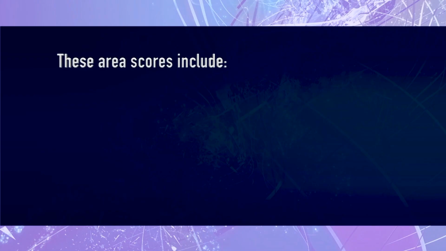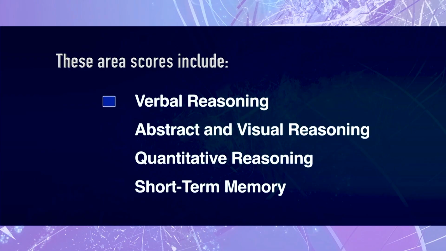The Stanford Binet Intelligence Scale is comprised of 4 cognitive areas, scores which together determine the composite score and factor scores. These area scores include number 1, verbal reasoning, number 2, abstract and visual reasoning, number 3, quantitative reasoning, and number 4, short-term memory.